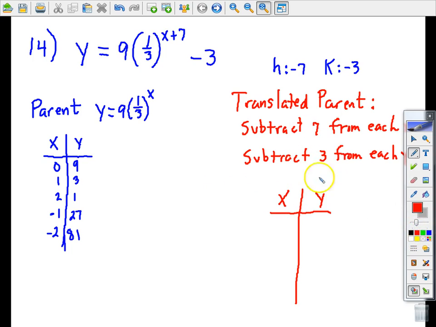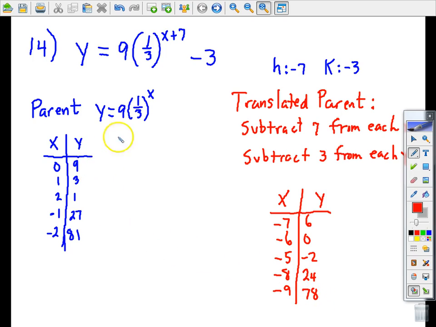So the translated parent function table is going to be made up by doing this. The -7 means I'm going to be subtracting 7 because I'm moving left 7 places. So I'm going to subtract 7 from each of the x coordinates: 0 minus 7, 1 minus 7, 2 minus 7, -1 minus 7, and -2 minus 7. Since I'm moving down 3, that's like subtracting 3 from all of the y coordinates: 9 minus 3, 3 minus 3, 1 minus 3, 27 minus 3, and 81 minus 3.